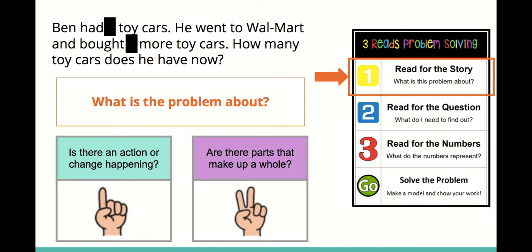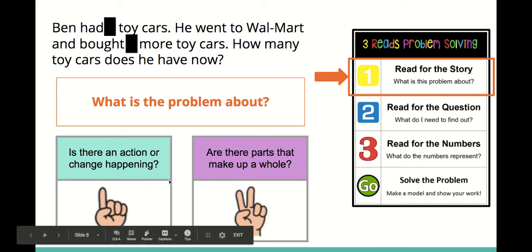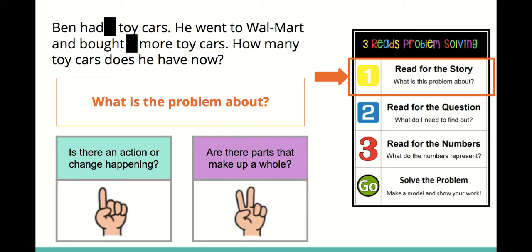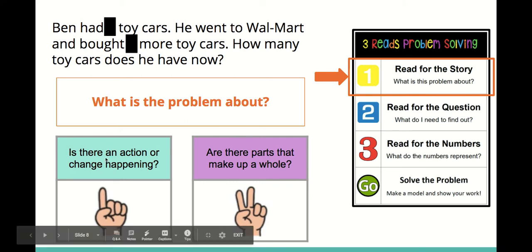So, here's our first one. Ben had some toy cars. He went to Walmart and bought some more toy cars. How many toy cars does he have now? Now, this problem is about Ben and toy cars that he's gotten from Walmart. Looking down here, we have a new part of our slide. It's saying, is there an action or change happening? Are there parts that make up a whole? And we know that yes, there are two different groups of toy cars that we're going to put together to make a whole new number. The action or change that's happening is we're getting more cars, not less. So this is going to be an adding problem.